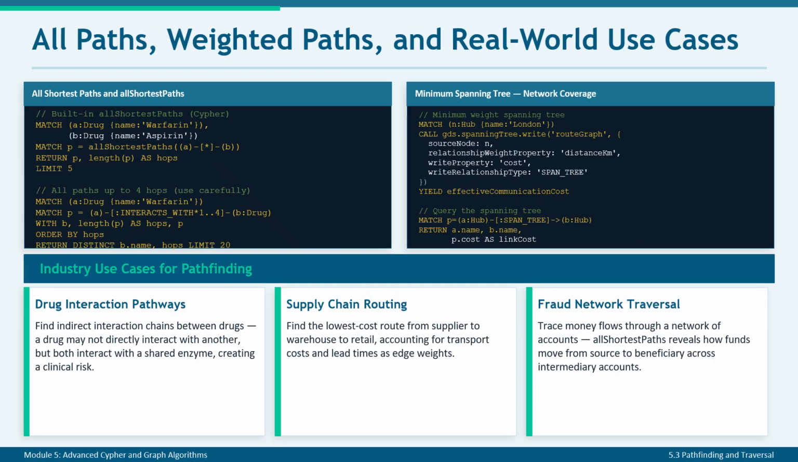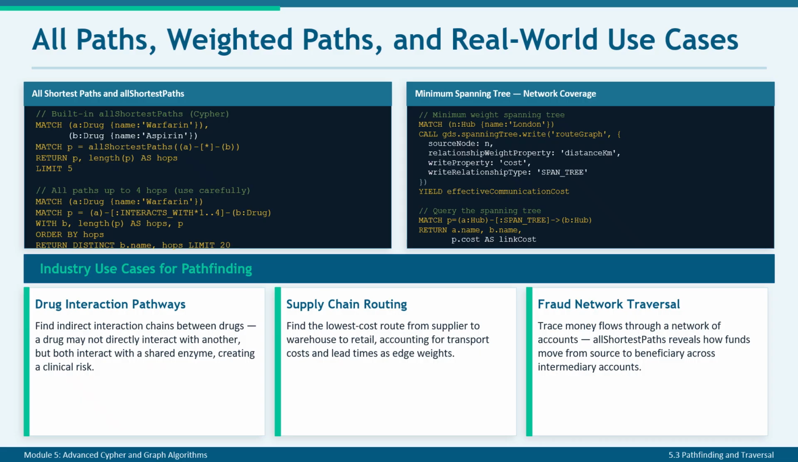Sometimes you don't want just one shortest path, you want all of them. Or you want the minimum cost spanning tree that connects an entire network. Let me show you both. The left block uses allShortestPaths, a built-in Cypher function, not a GDS call, to find all paths of equal minimum length between two drug nodes. Below that, a variable length match shows how to find all paths up to 4 hops, ordered by length. This is useful for discovering indirect interaction chains, paths between entities that have no direct connection.